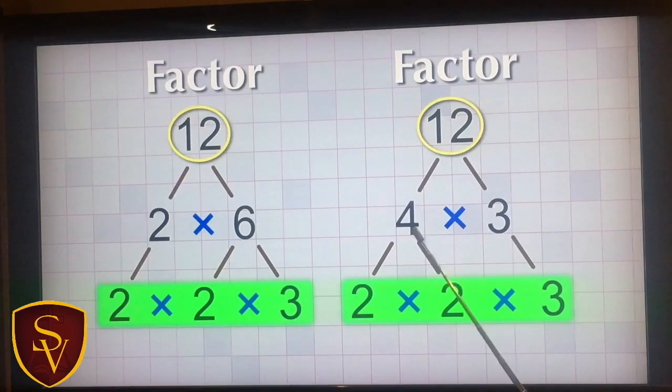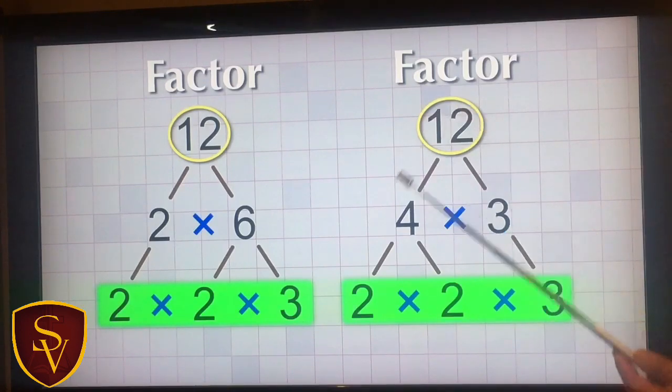If we have 4 as a factor, we know that 4 can be divided into 2 times 2. However, 3 is going to stay as 3 only. And if we find the same factors here, the answer will also be the same. Like this, 2 times 2 is 4, 4 times 3 is 12. So factoring is a process of finding all the factors. That's why it's very important to remember all the divisibility tests and divisibility rules.